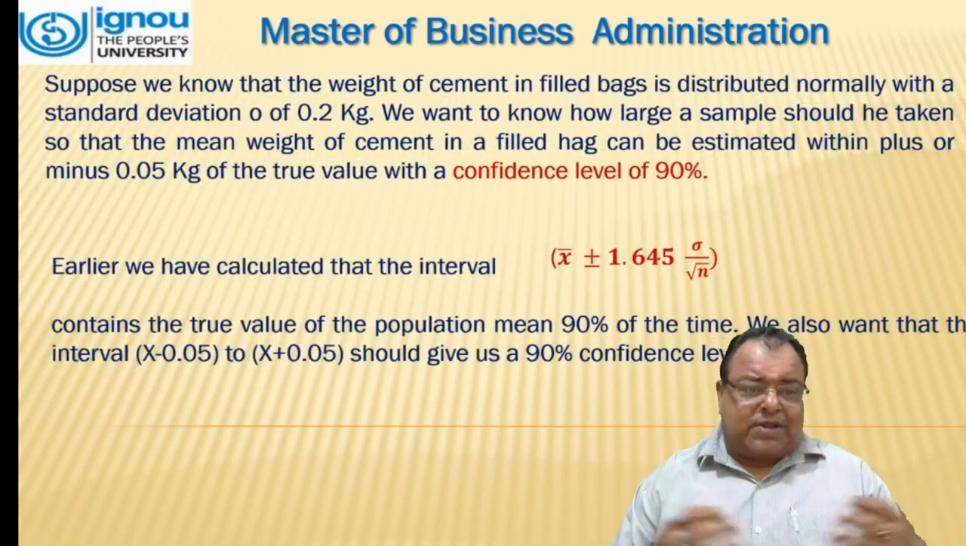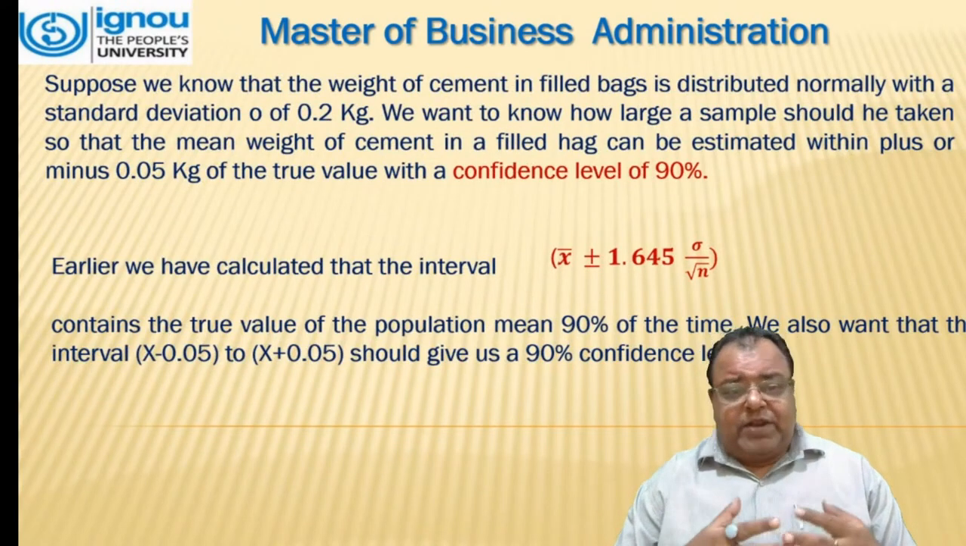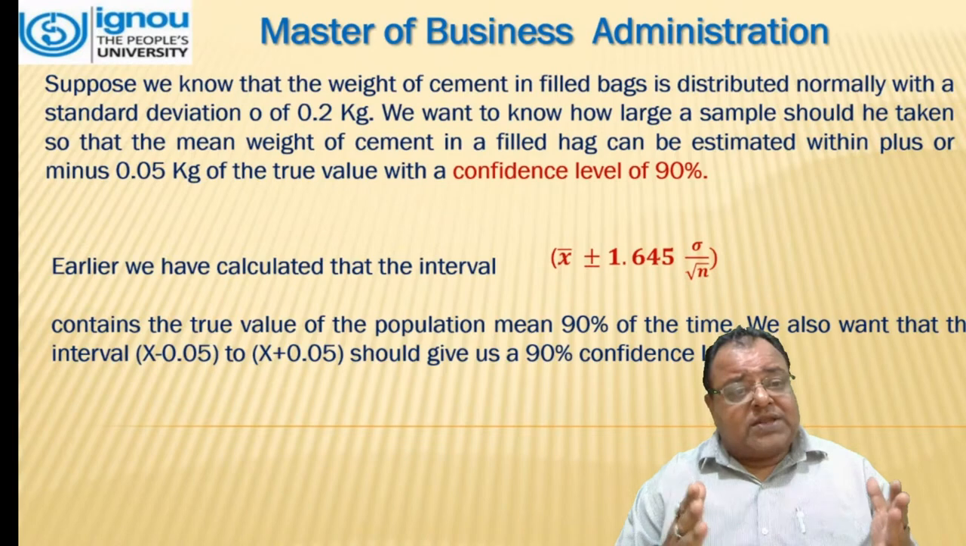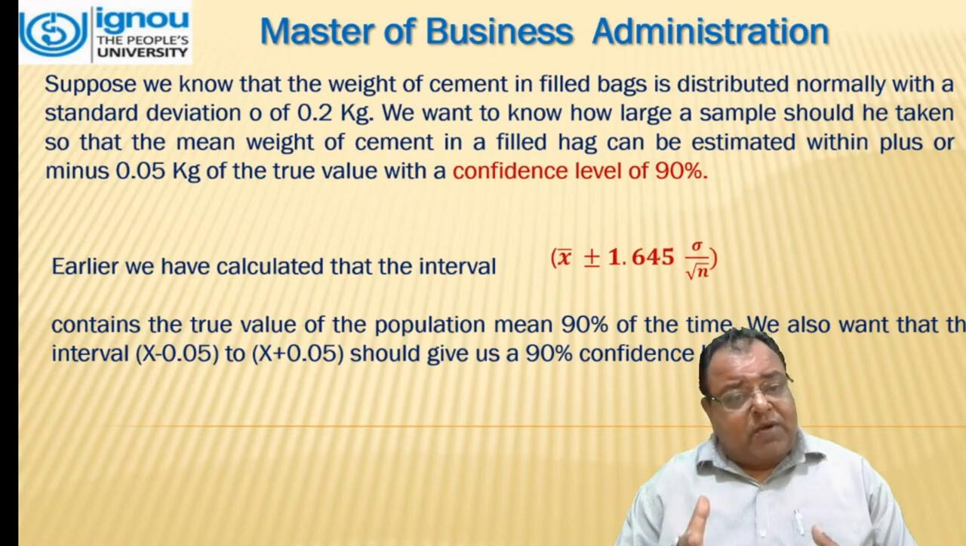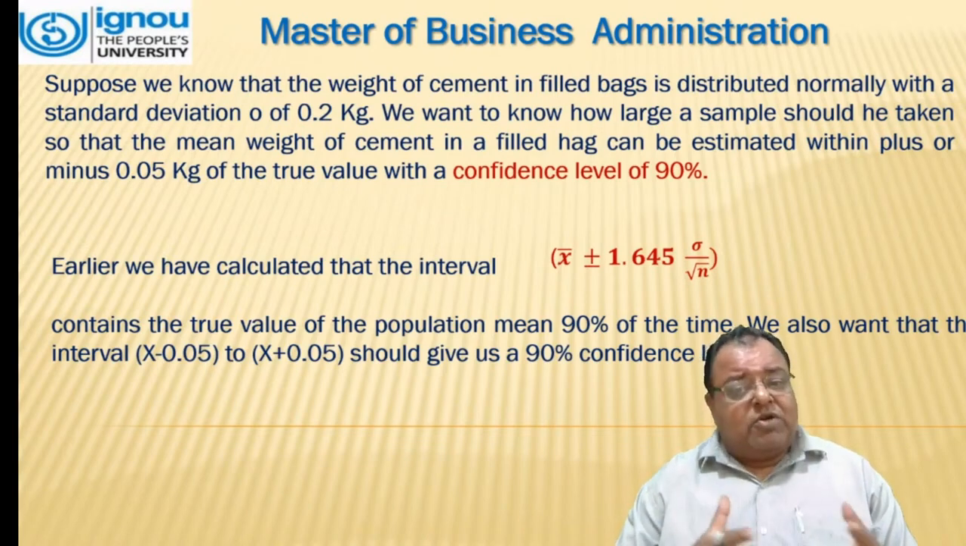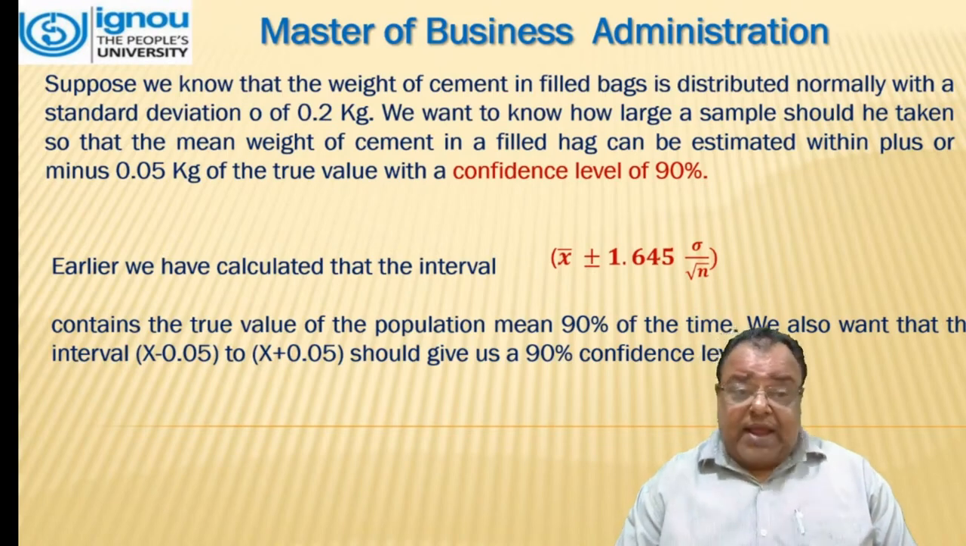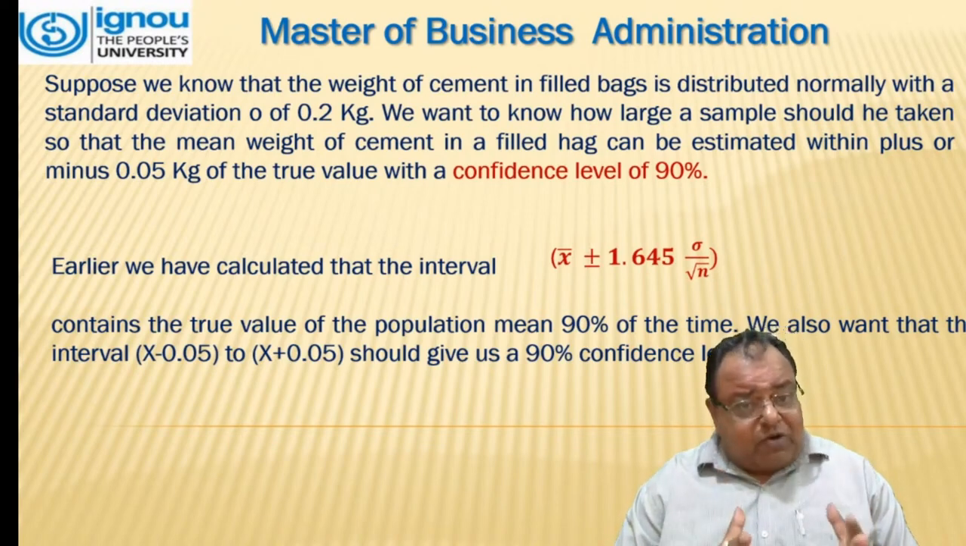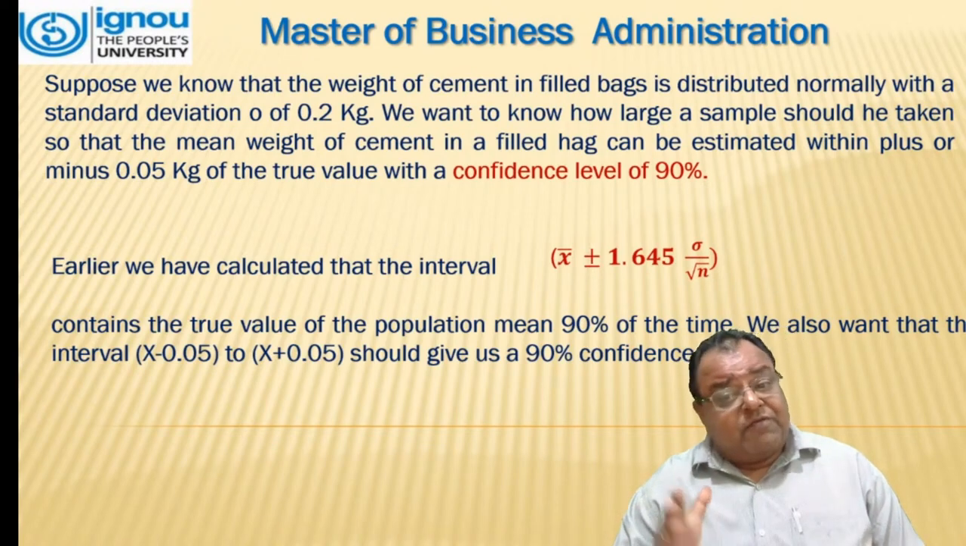We will go back to the same problem. Suppose we know that the weight of the cement in filled bags is distributed normally with a standard deviation of 0.2 kg. We want to know how large a sample should be taken so that the mean weight of the cement in a filled bag can be estimated within plus or minus 0.05 kg of the true value with a confidence level of 90%.